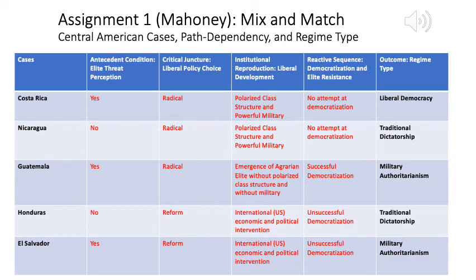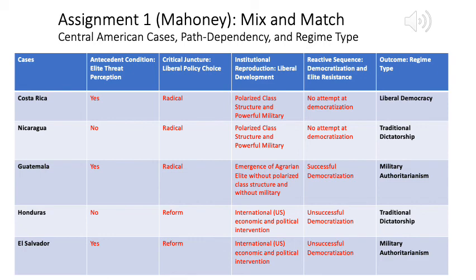So that is correct. What is incorrect is the intervening steps that make up the path-dependent process. So the antecedent conditions, the critical juncture choice, the institutional reproduction processes, and the reactive sequence are not properly matched up with each case. So your job, based on the reading, is to match them up properly. So if you go to pages 116 to 129 of the reading, you'll be able to match them up properly.